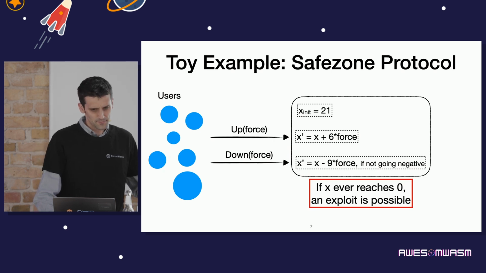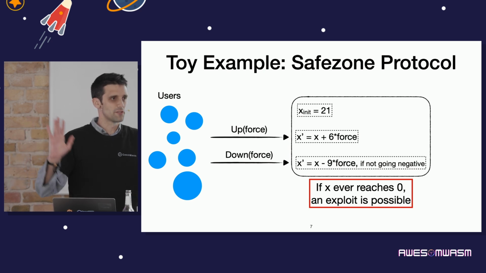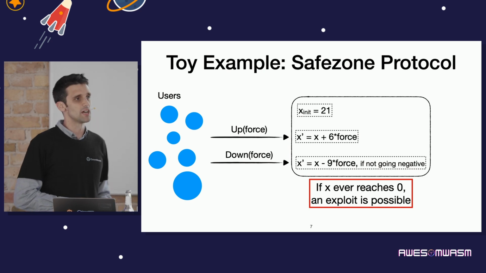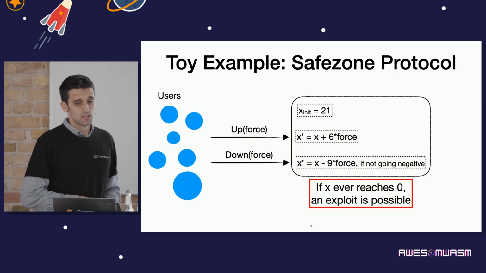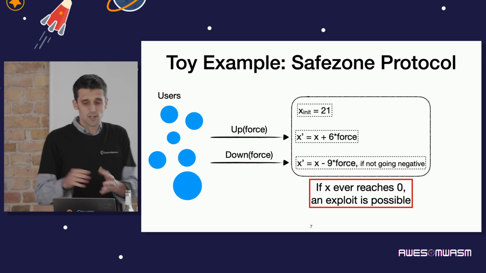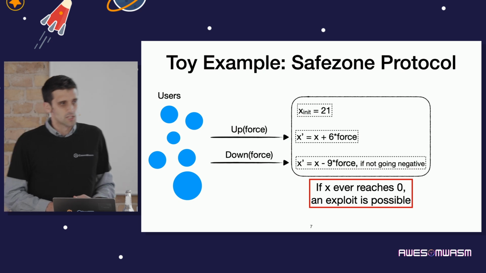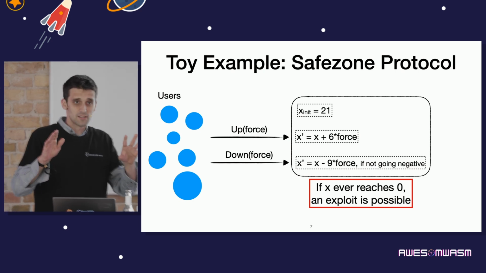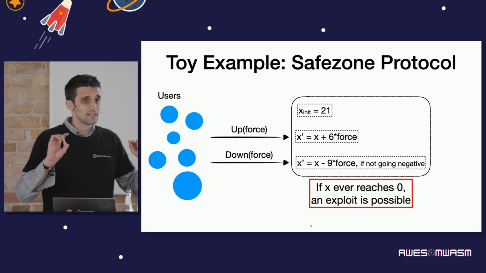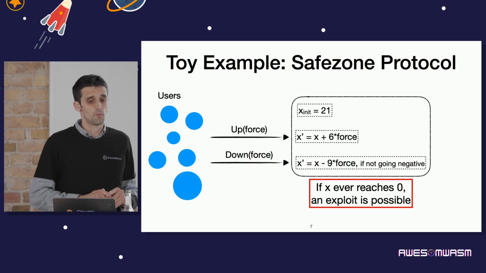And let's say that for whatever reason, if x ever reaches 0, an exploit is possible. So the question for us is: is our protocol safe? Is an exploit possible here? So maybe some of you see it mathematically, but let's see how we would go about this, model it in Quint.